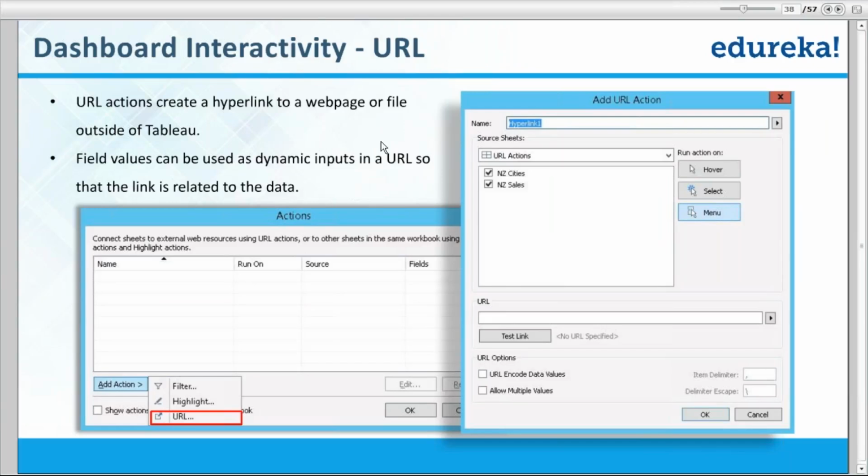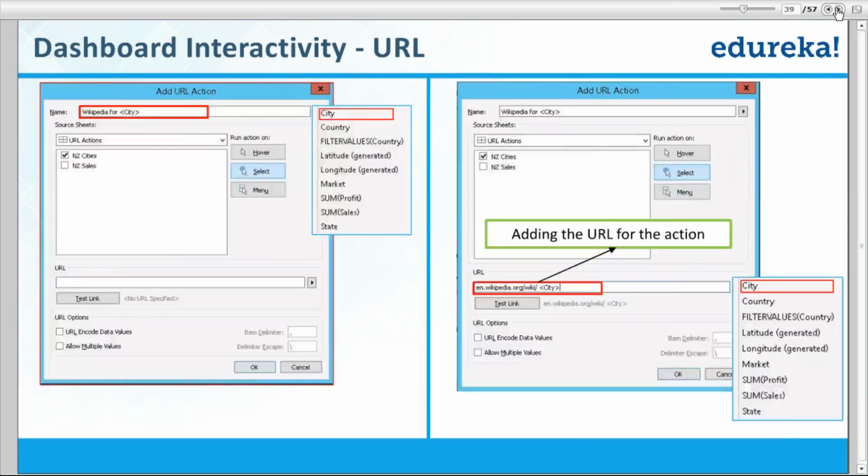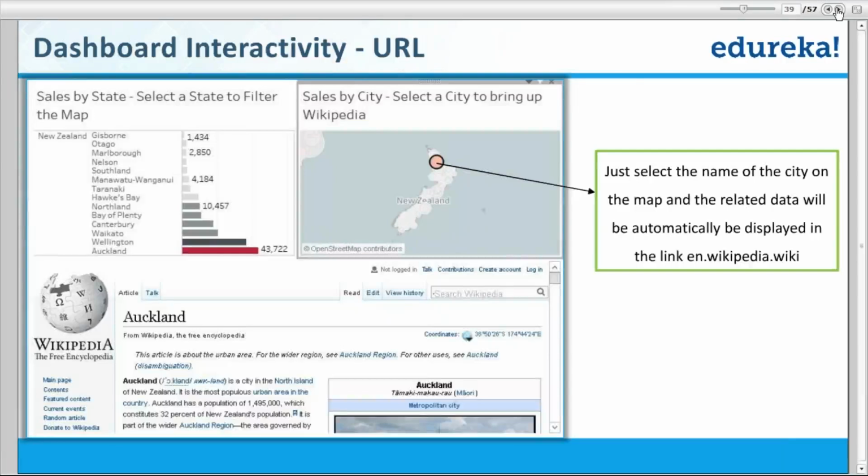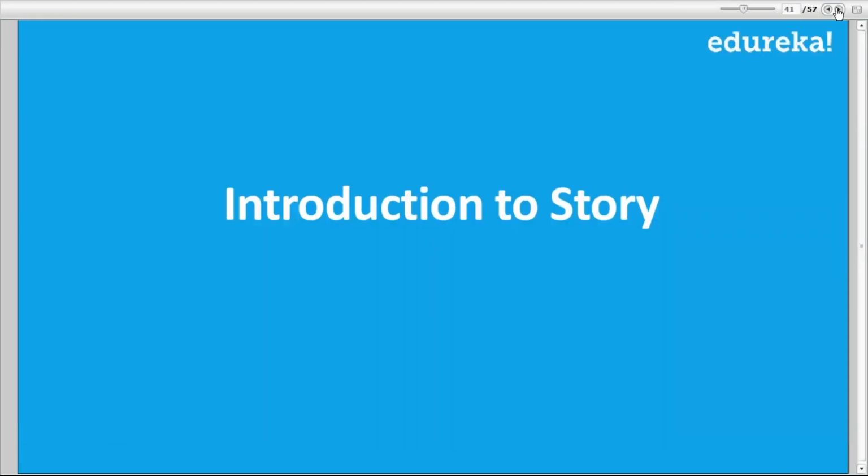And we saw the hyperlink action: how to add a hyperlink action and pass on a URL for that, so that with the city name it gets opened in a new browser. So we saw until this, friends. These are the things that we saw here.